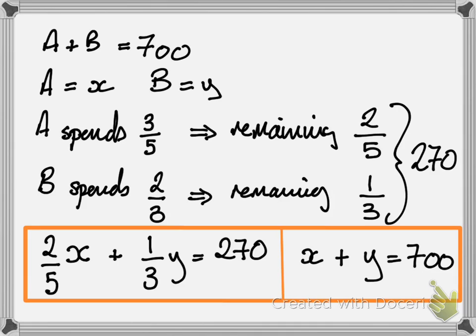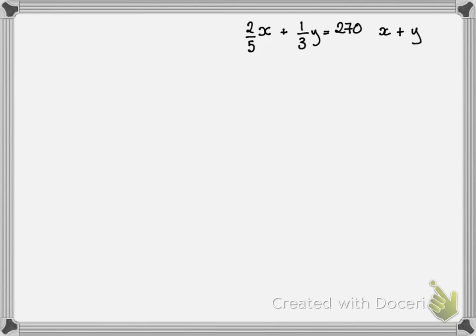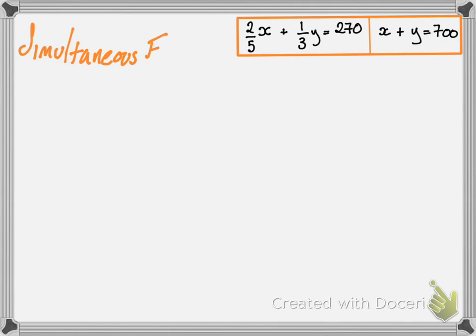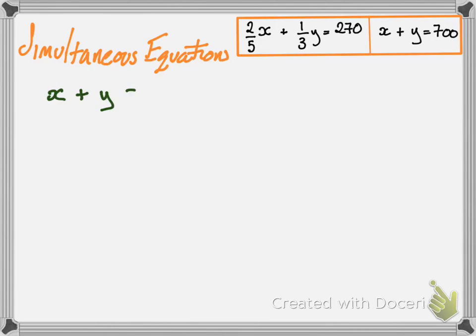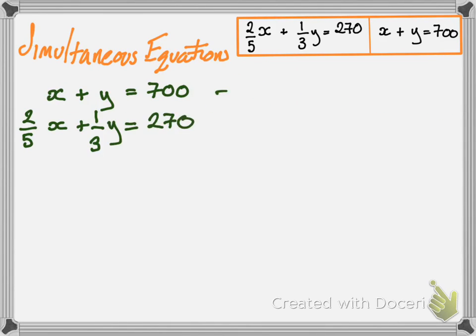I also know that there's a start equation that I can use, which is that whatever A started with plus whatever B started with, which is X and Y, equals 700. So I've just copied those equations over onto the next page, and this is simultaneous equations, and this is not a year 6 sort of stuff to do. So I just moved the equations down and I've numbered them 1 and 2.